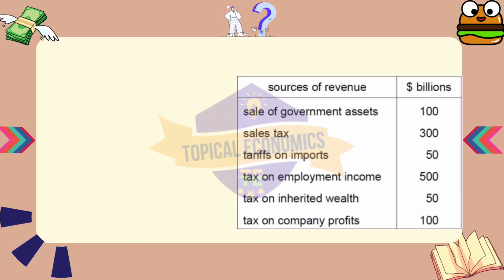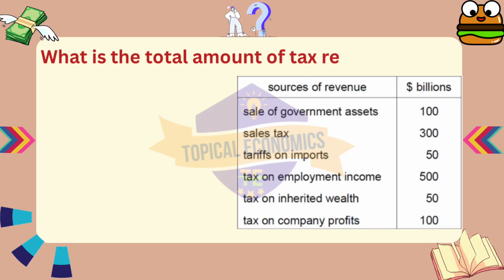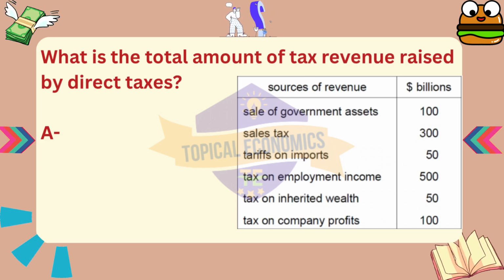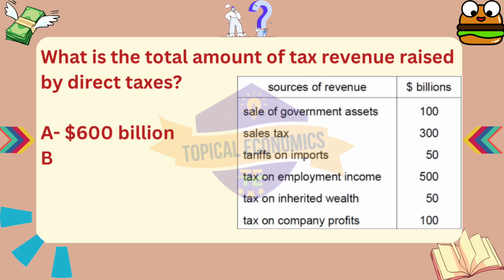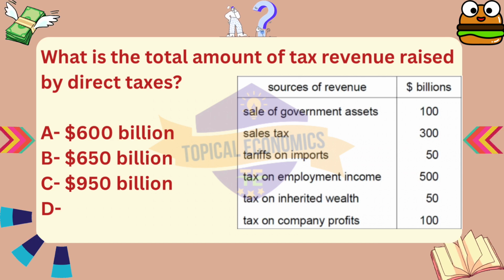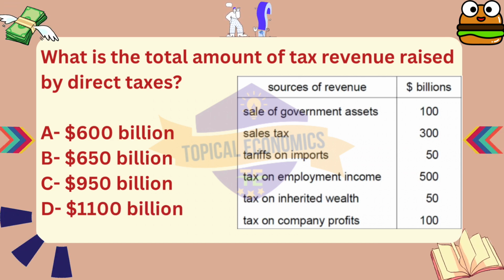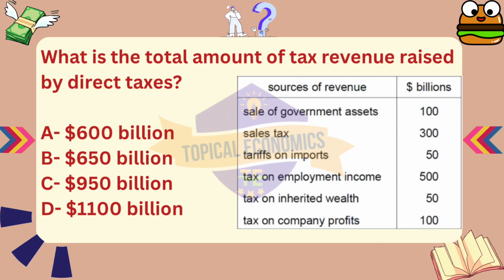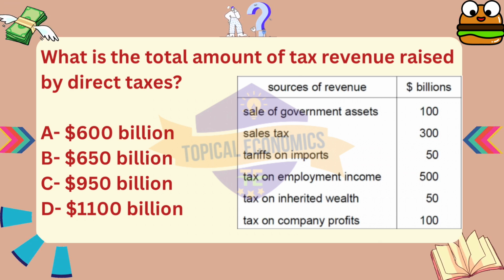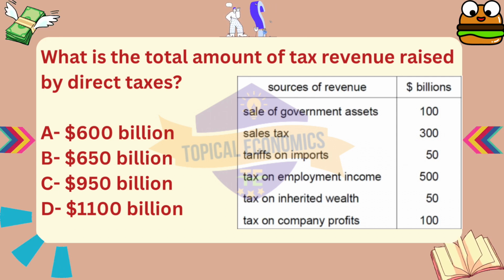Moving to question 4. The table shows sources of government revenue for an economy. What is the total amount of tax revenue raised by direct taxes? A. $600 billion. B. $650 billion. C. $950 billion. D. $1,100 billion. Reference, 2021 May-June version 3. The correct answer for this question is option B.